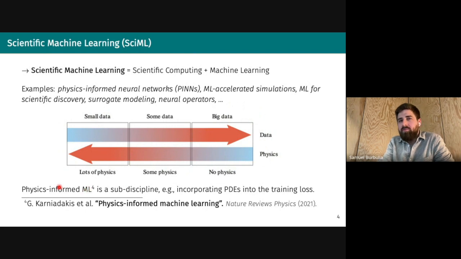Note that physics-informed machine learning is a subdiscipline of this, for instance incorporating PDEs into the training loss of neural networks, but scientific machine learning also includes other approaches. But this is kind of what we're focusing on. All right, so this is where we are.